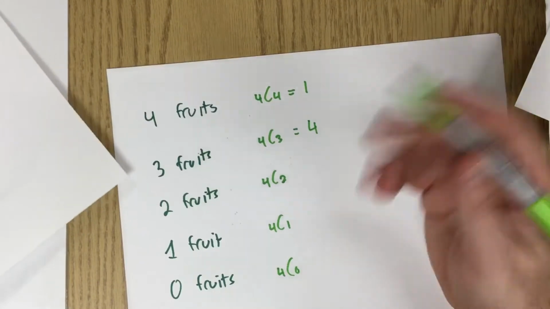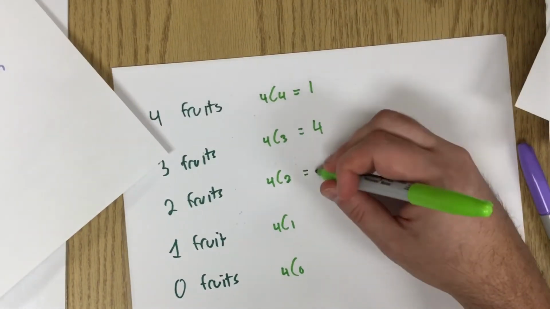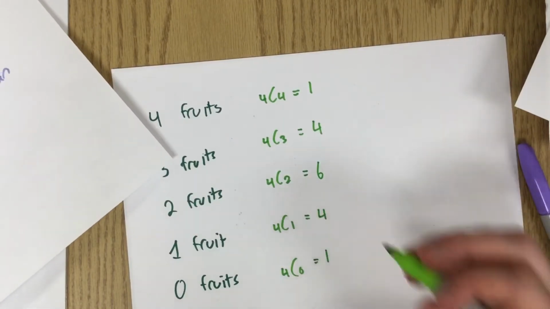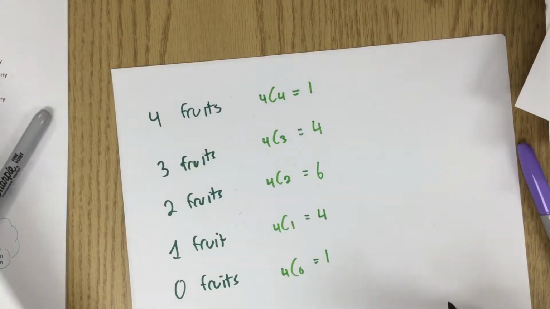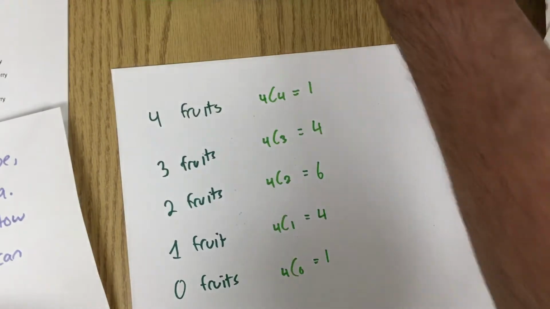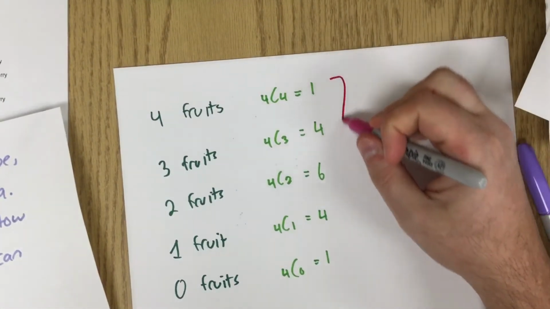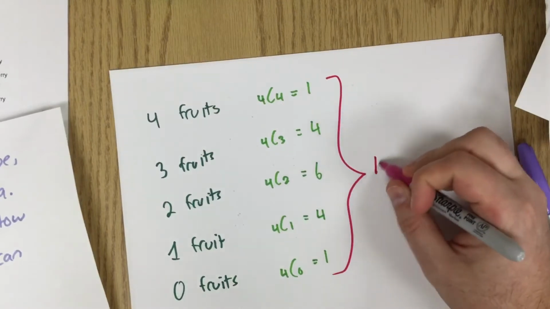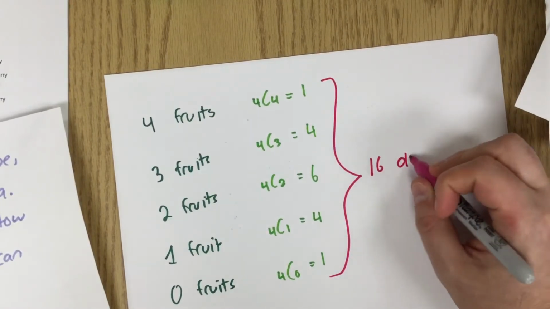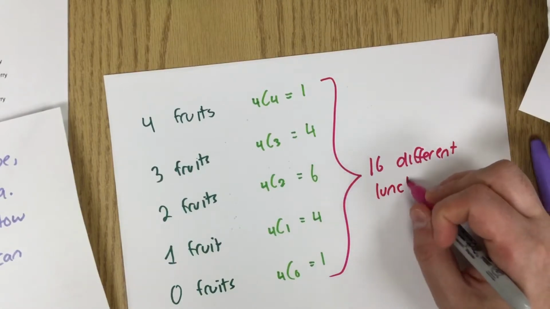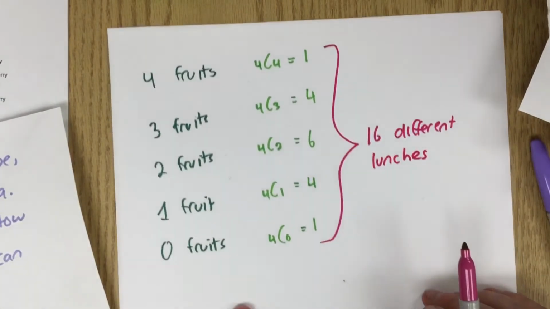Essentially, we could choose 1 fruit to leave out. 6 ways to choose 2 fruits, 4 ways to choose 1 fruit, and 1 way to choose no fruits at all. Which means, if we look at it, that there is 1 plus 4, 10 plus 10, 16. There are 16 different lunches that we could pack. So 16 different lunches to pack.